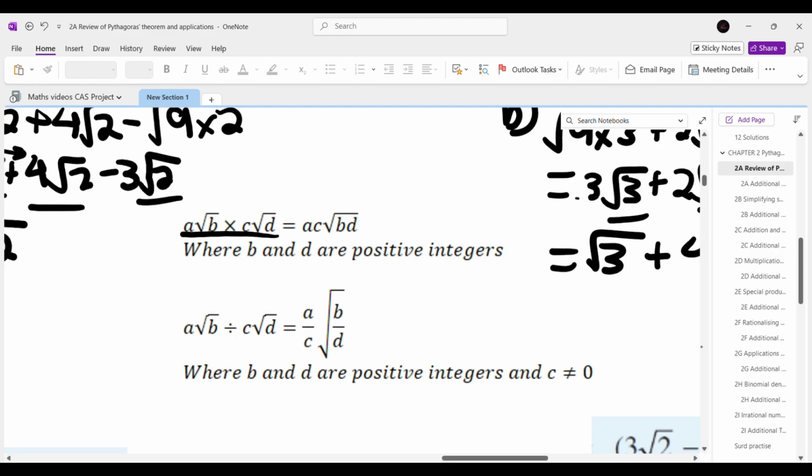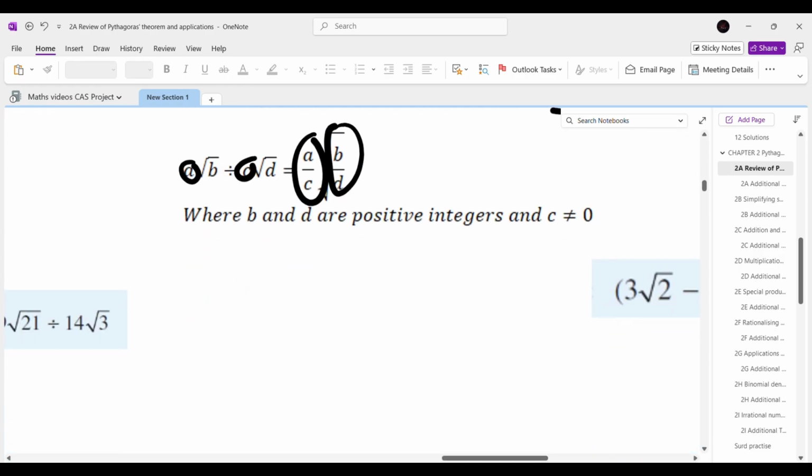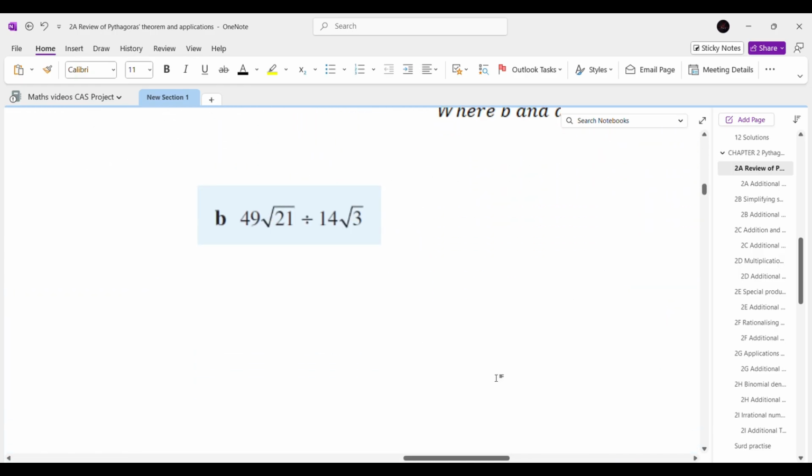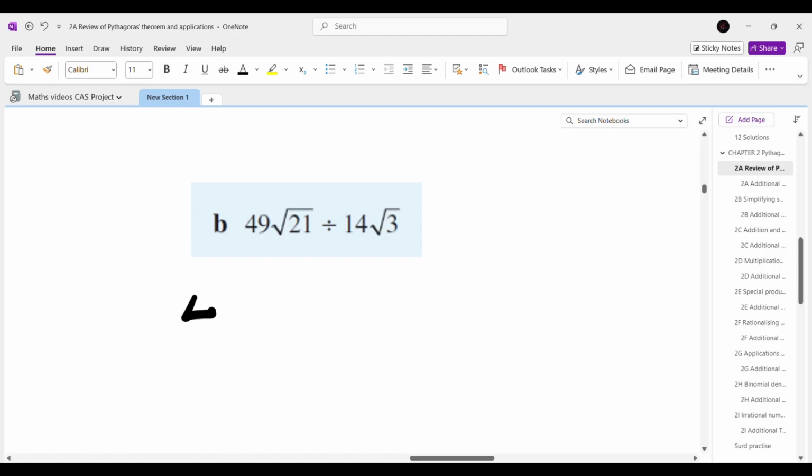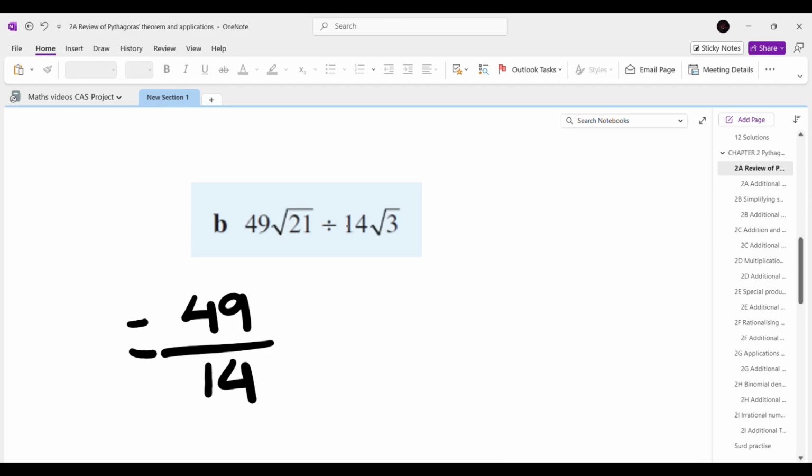Multiplication and division of roots is similar to how I structured it previously, with just the roots being multiplied together. You can actually just take the coefficients of these roots and multiply them together, and same with the division, you can just divide them and have the roots. So, for example, this equation right here, 49 times root 21 divided by 14 times root 3, just equals 49 divided by 14 multiplied by root 21 over root 3.